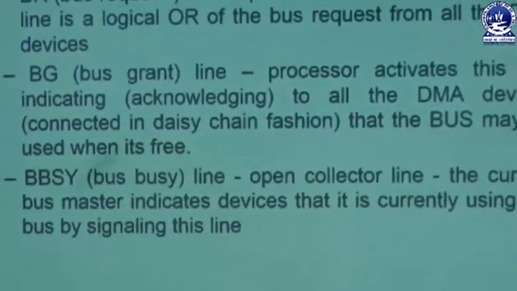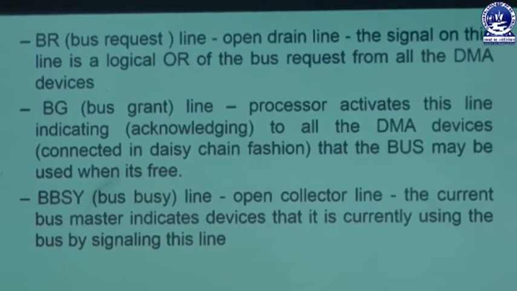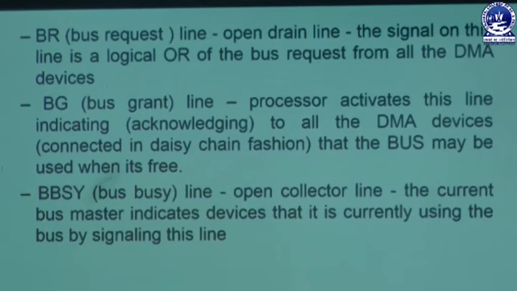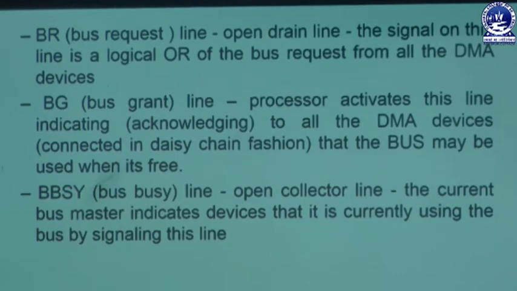Then next one is bus busy. You can abbreviate it easily as BBSY, where B stands for bus and BSY for busy. It is called an open collector line, it is an open drain line and an open collector line. The current bus master indicates that the device is currently using the bus by signaling this line. So the bus busy line indicates that the bus is busy, or the bus is used by some other device, and that is done by the current bus master.